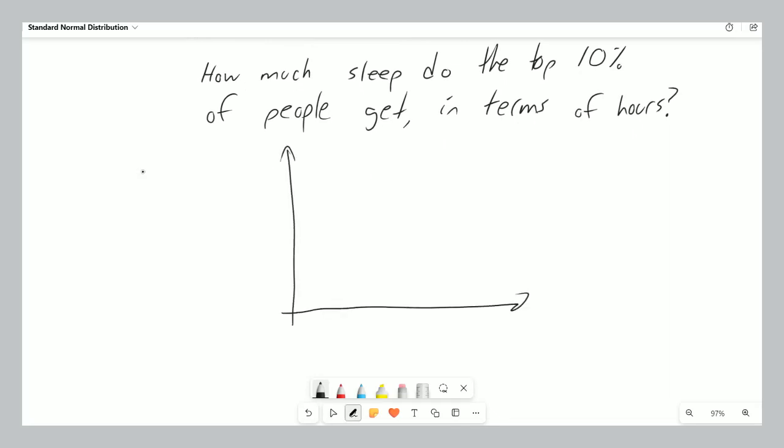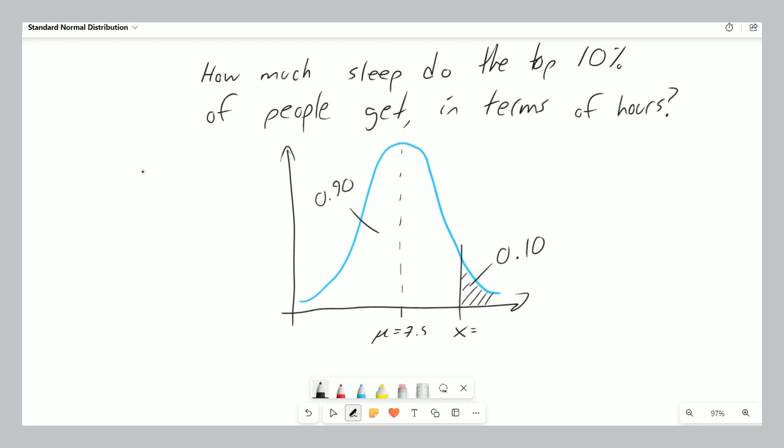There's our normal distribution. There's our mean value, 7.5. And there's our 10% right there. Our top 10%, 0.10, which tells us the not shaded region is 0.90. And there's this cutoff here. We want to know what that value is. What's that value for which we can say 10% of the population get more hours of sleep than this, and 90% get less? That's what we're looking for.